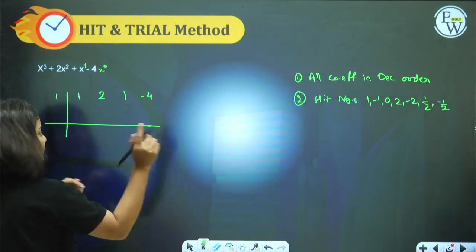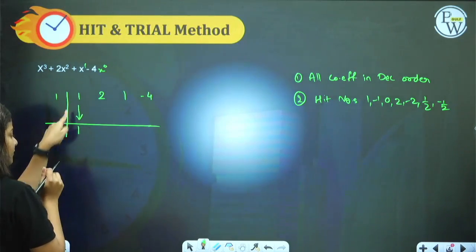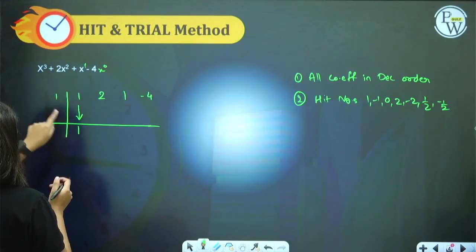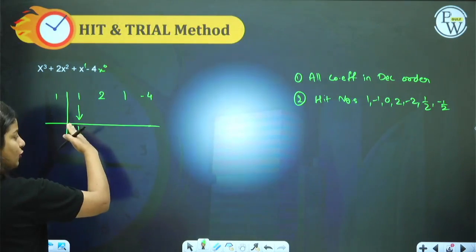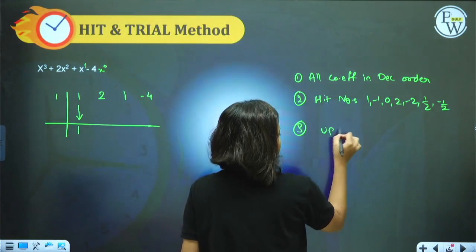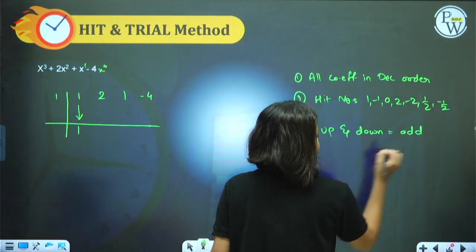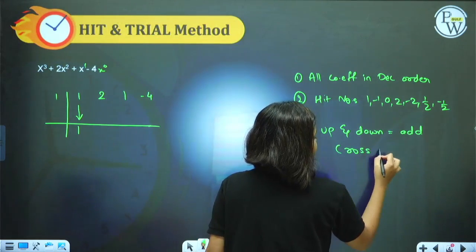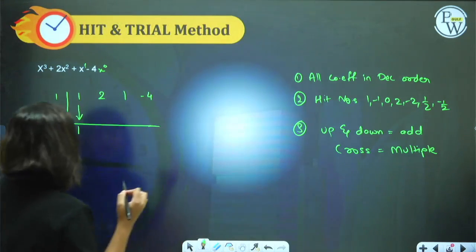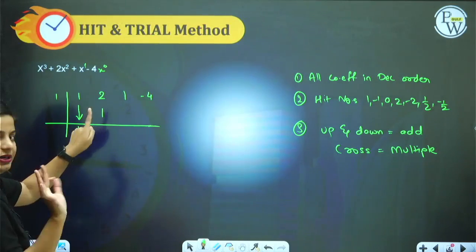What is the step? First step, whatever number is there, carry it downwards. As it is, 1 is written down. Then cross 1 into 1. So like this you will cross. Up and down you will add. In cross you will multiply. So this 1 into 1, 1 ones are 1, written here.